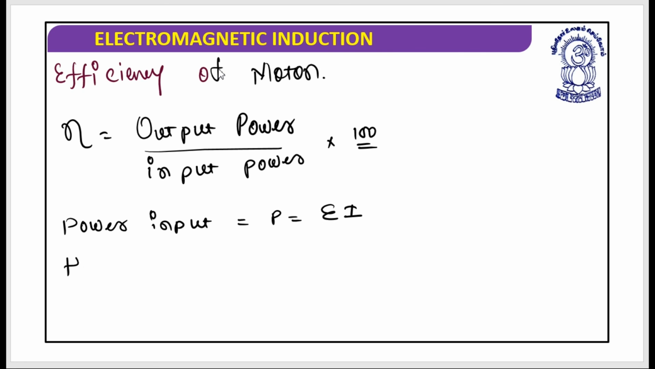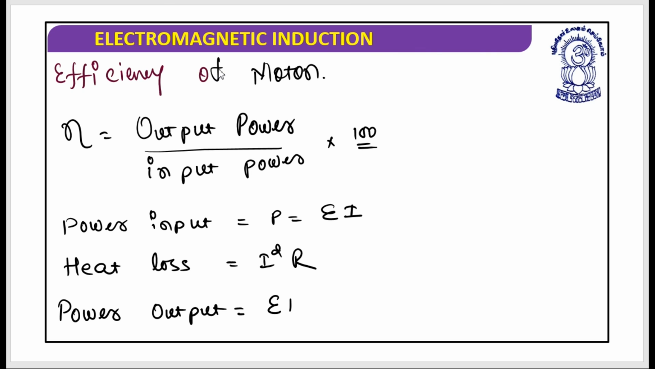Then there would be heat loss, and this heat loss could be considered as, let's say, I square R. So according to this, whatever I am going to get as output is EI minus I square R. That could be written as E into I, where this E is the back EMF, and now you understand very well what back EMF can do.